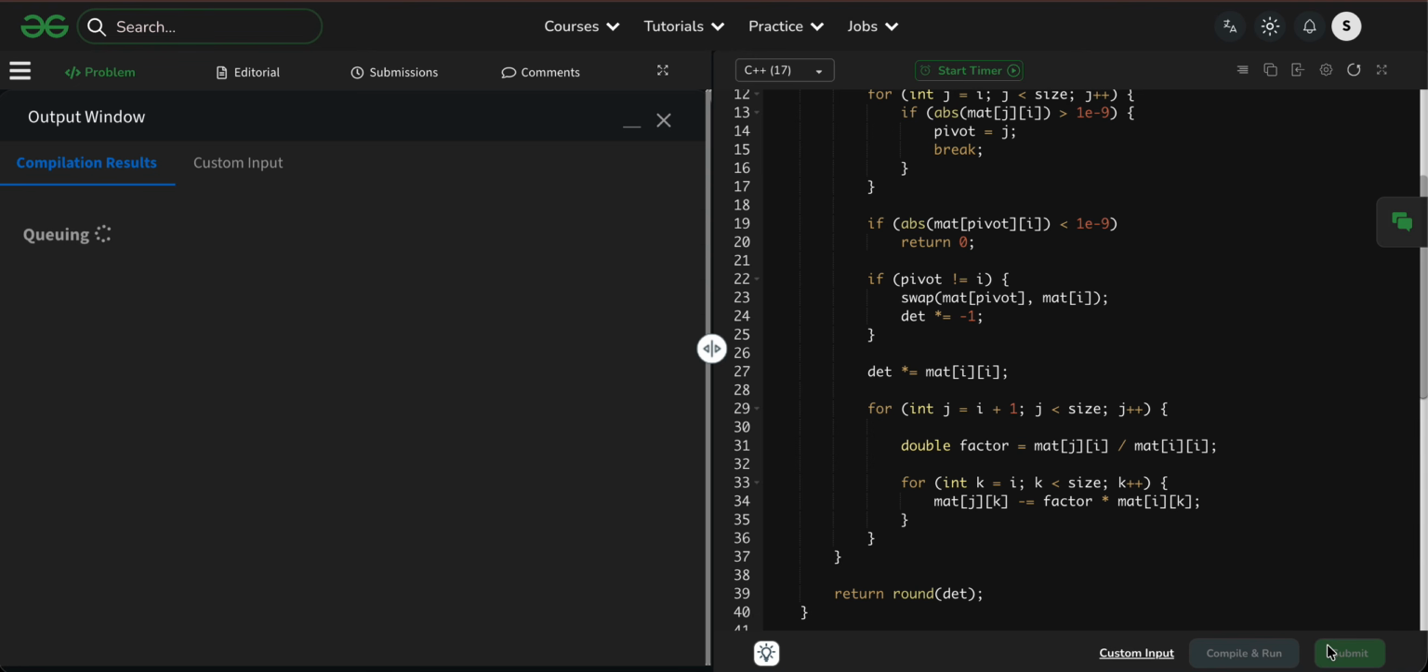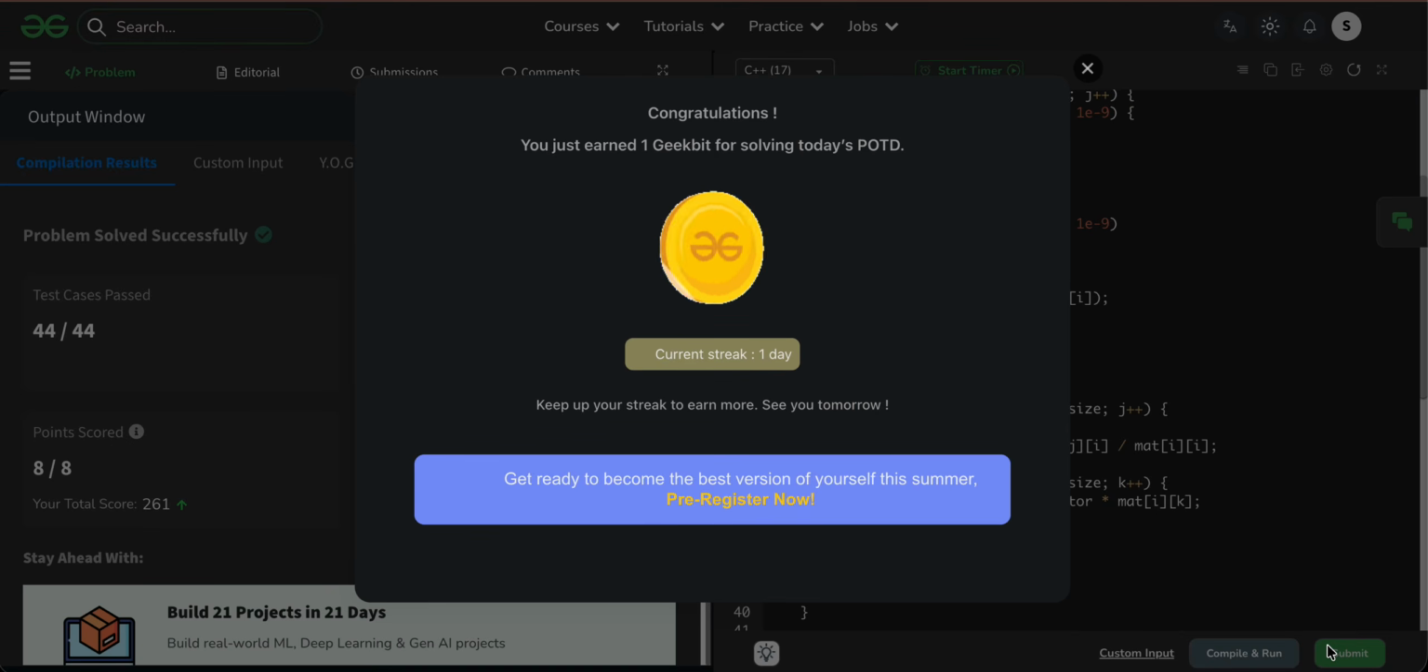Yeah, it will run, and try to submit it. Yeah, it will submit it.